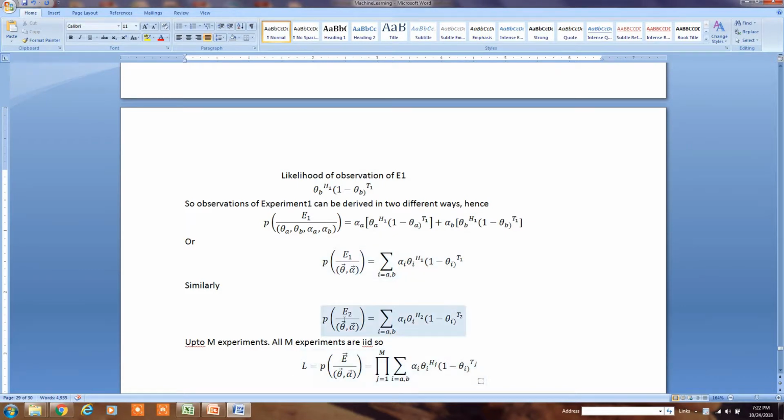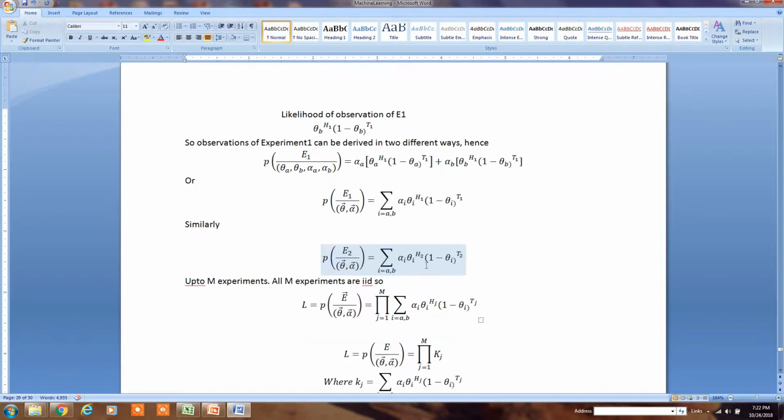Similarly, for experiment 2, the only thing which will change is the number of heads and number of tails. So the probability of observing experiment 2 given the parameters is something like this. The only difference from here to here is the number of heads and number of tails. In the first equation, the number of heads is h1 and that for tails is t1. In the second equation, the number of heads is h2 and that of tails is t2.